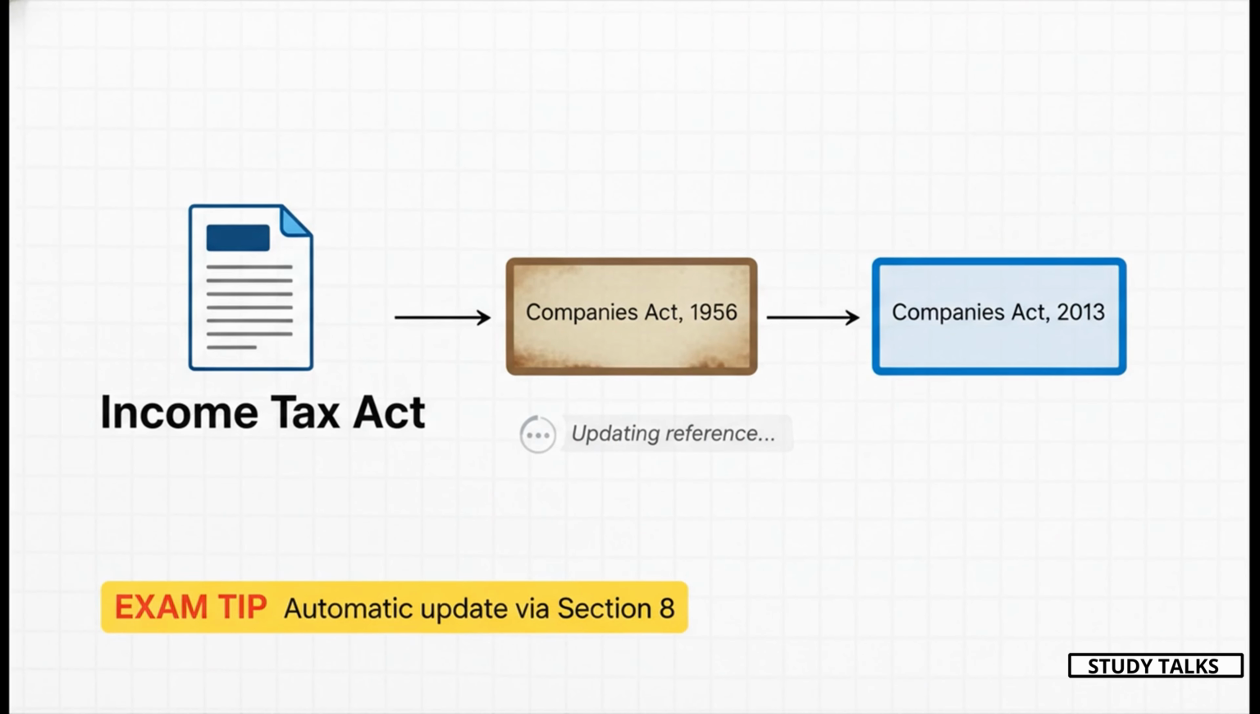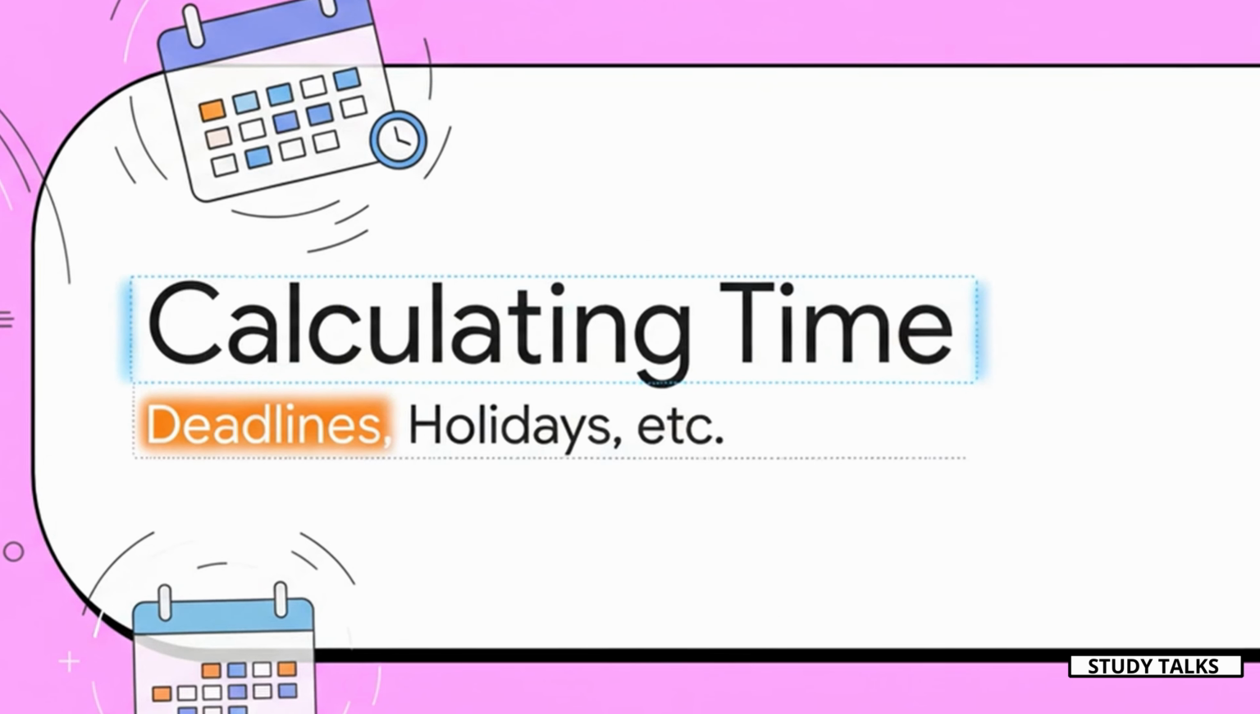Now, Section 8 is what I like to call the software update rule, and it's incredibly practical. Imagine the Income Tax Act refers to the old Companies Act from 1956. Then, the new Companies Act 2013 comes along and repeals that 1956 version. Does the Income Tax Act just break? Nope. Section 8 says the reference automatically updates to the new version, to the reenacted law. It's seamless. Let's move on to the next section, which is all about the practical rules of calculation.